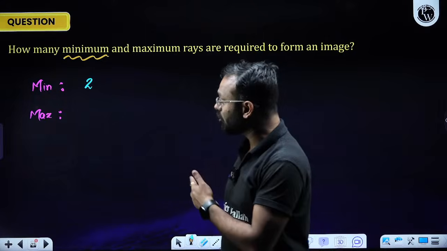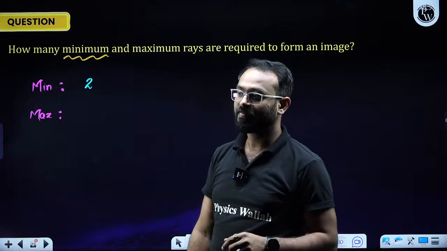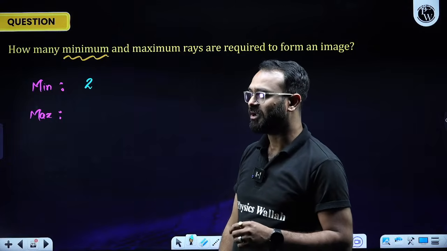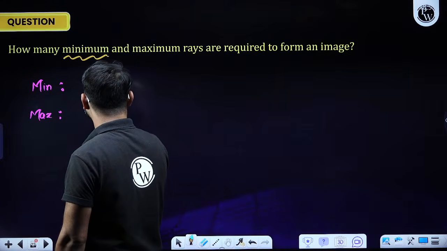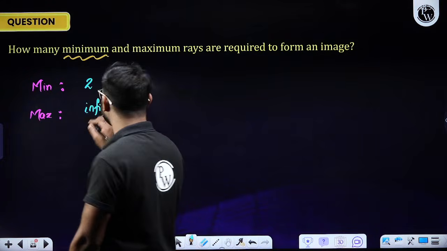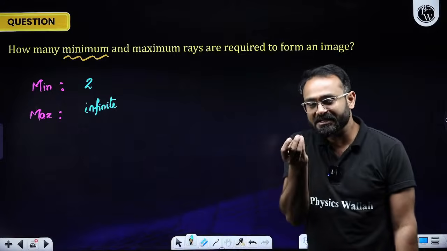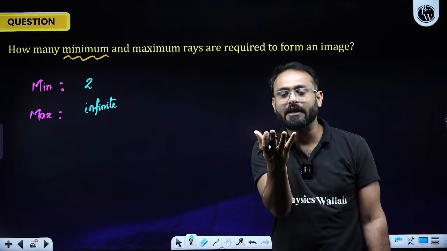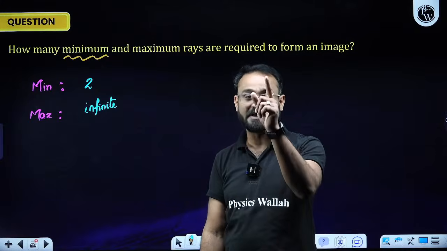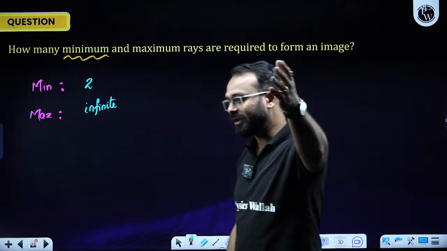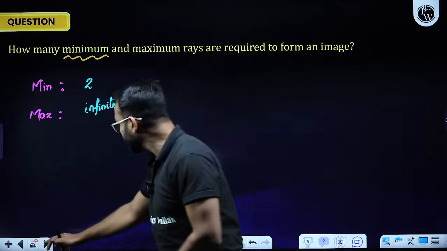Perfect. But what about the maximum number of rays that we can use for the formation of images? Very good, amazing. We can use an infinite number of rays, because any object or source of light releases an infinite number of light rays, and the maximum number of light rays required for the formation of an image is infinite. Very good. Love you, my laddus. Very good answer.